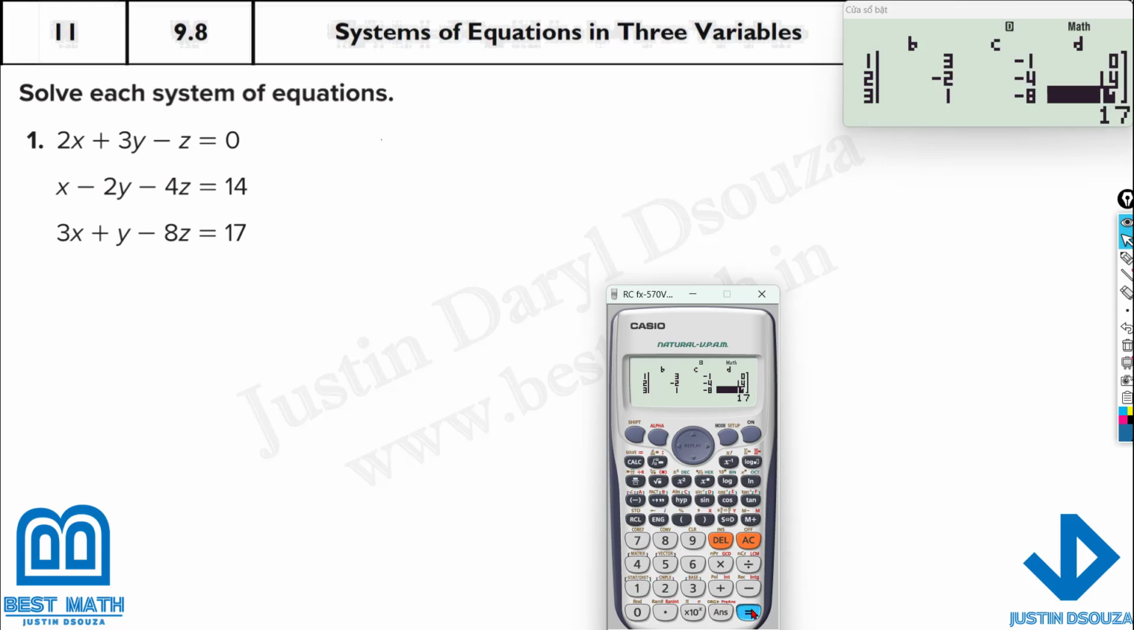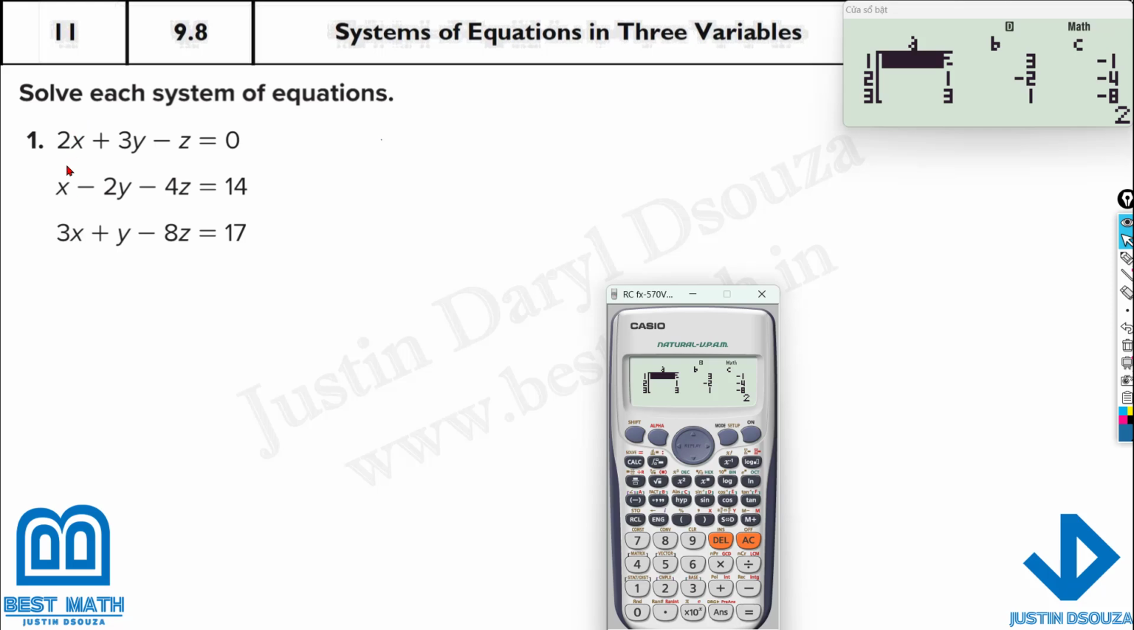So these are the coefficients and then the constants here, and just press equal to, you get 4, minus 3 and minus 1. These are the answers. So one more important thing to remember: first is x.